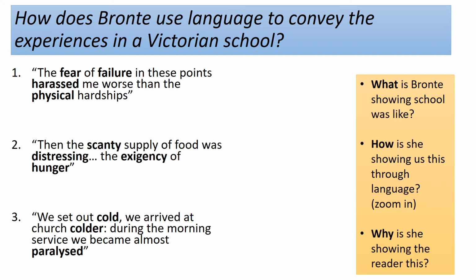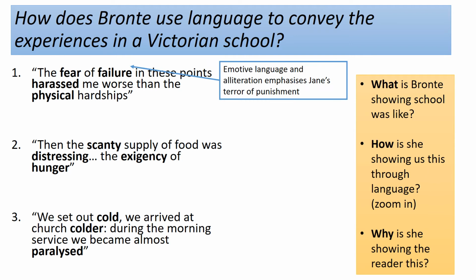So you might have started with picking out the words fear or failure. Now these 2 words are really good examples of emotive language, showing the emotions of a character, and also an example of alliteration as well. And so those words are used by Bronte to really emphasise Jane's fear of doing something wrong. And as we know from the context of the Victorian era, she's possibly afraid of punishment as a result of doing something wrong. So we know that during that time that was commonly used in Victorian schools.